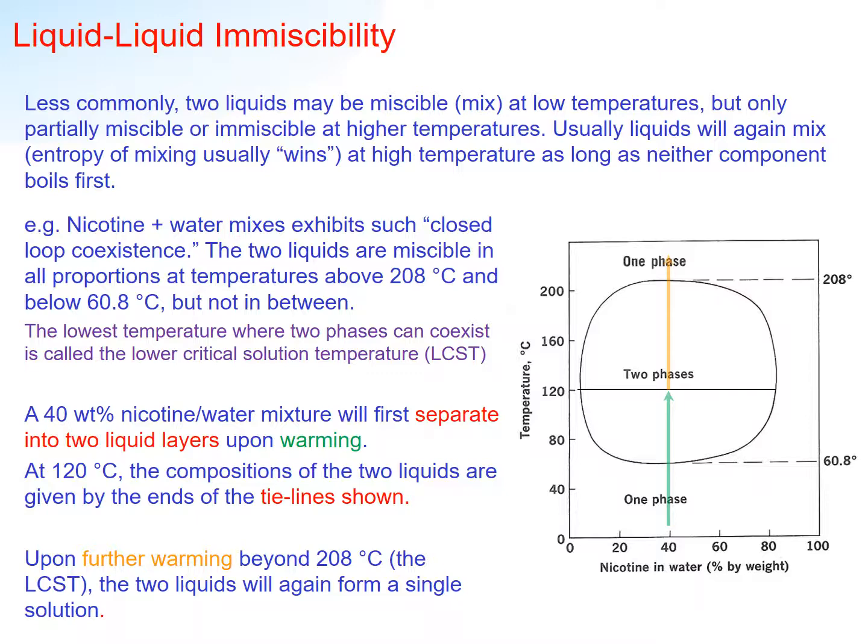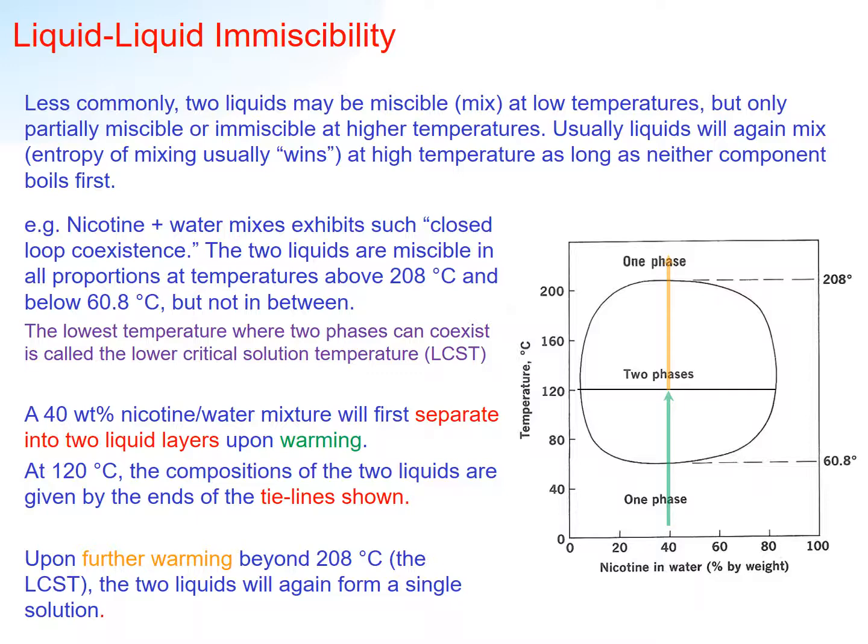Classic example of this is nicotine plus water, and it exhibits what's called closed-loop coexistence. Nicotine and water are miscible at low temperatures. When heated above 60.8 degrees, they separate into two phases, and upon continued heating up to 208 degrees, they will remix into a single phase, no matter what the composition is. Of course, at 208 degrees, the sample is under pressure, so this is not a constant pressure phase diagram, it's basically a constant volume phase diagram, which is just slightly different. The general point's the same though.